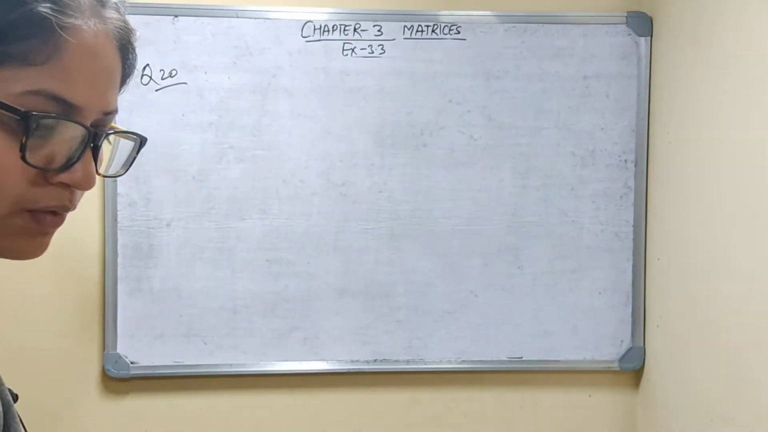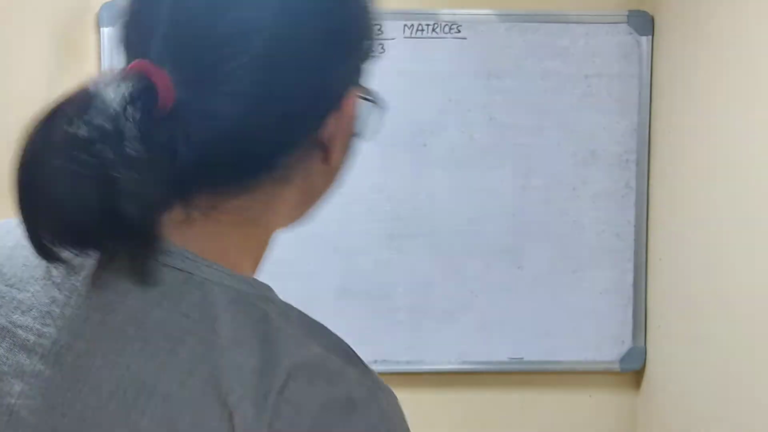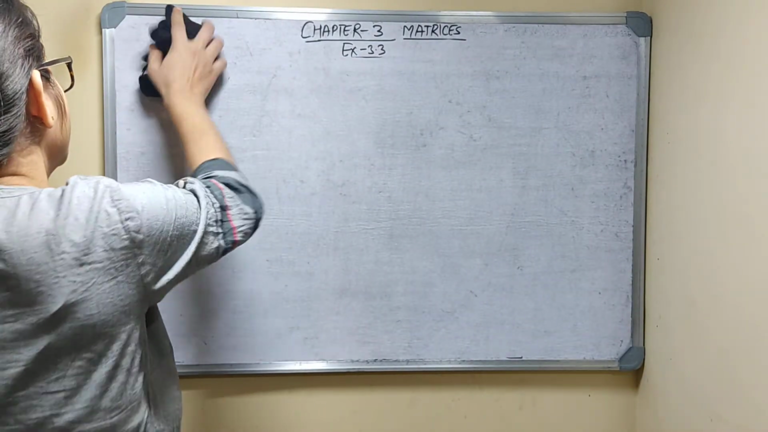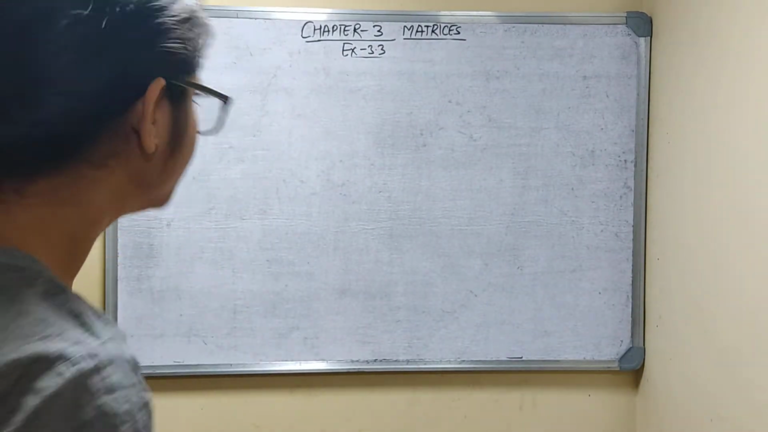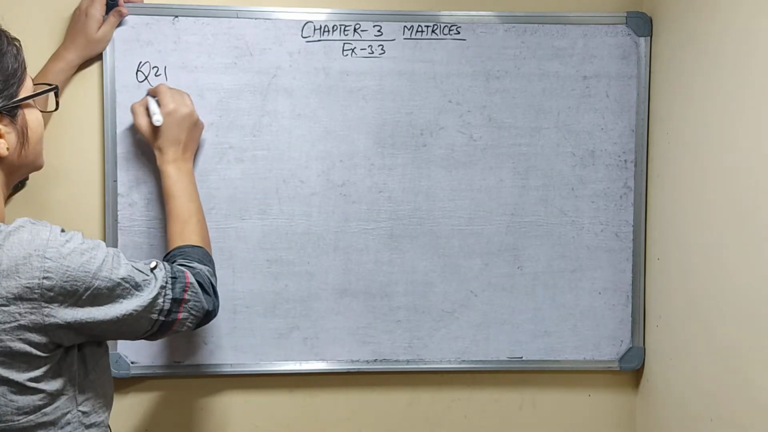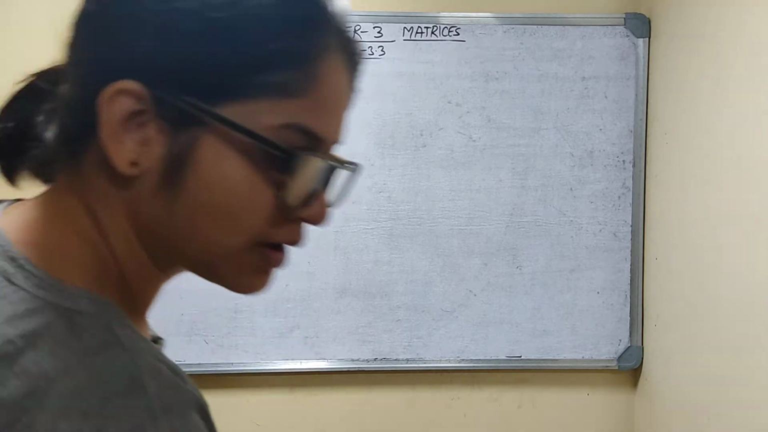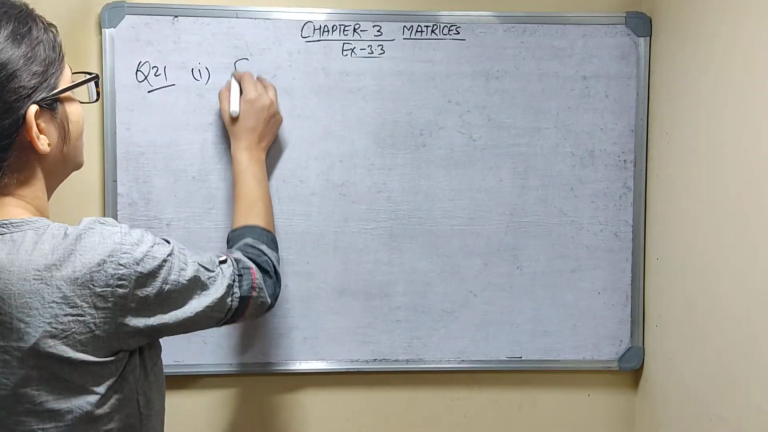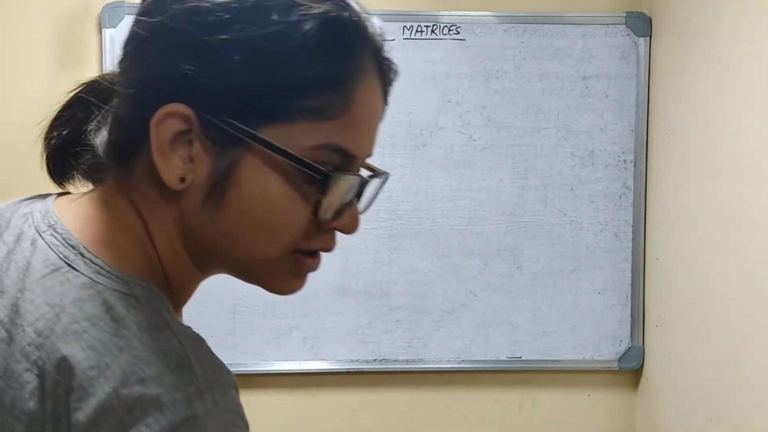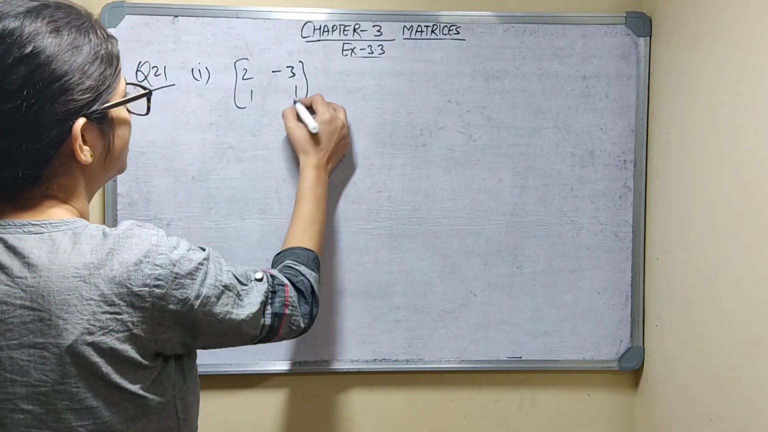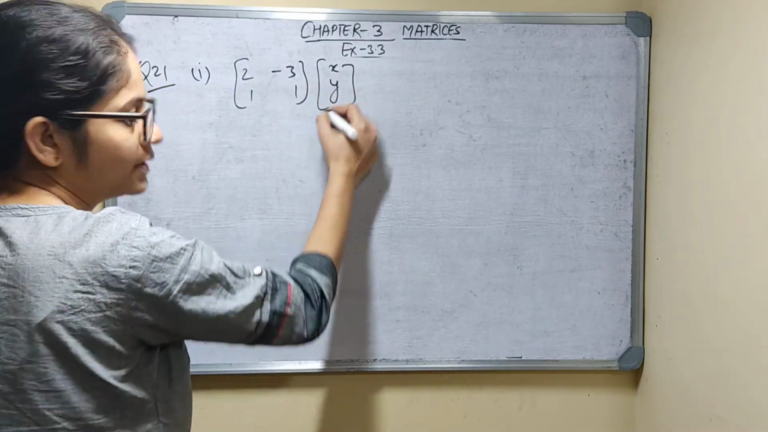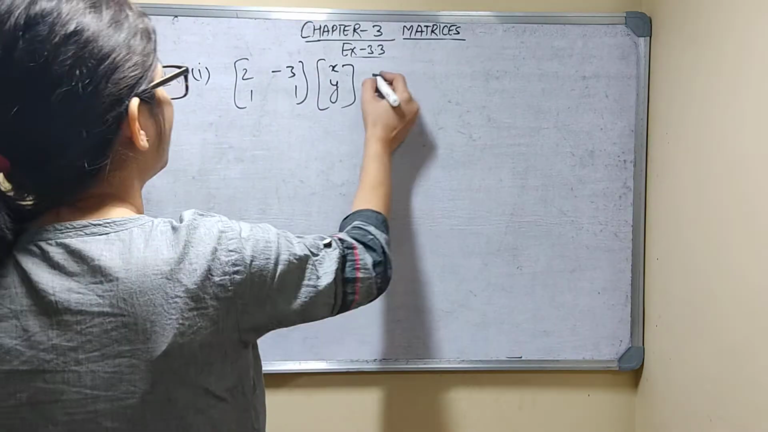21st. Solve for x and y. This I am doing, 21st part. If you have any doubt, you can ask. 21st question. Solve for x and y. Given the matrix [2, -3; 1, 1] times [x; y] is equal to [1; 3].